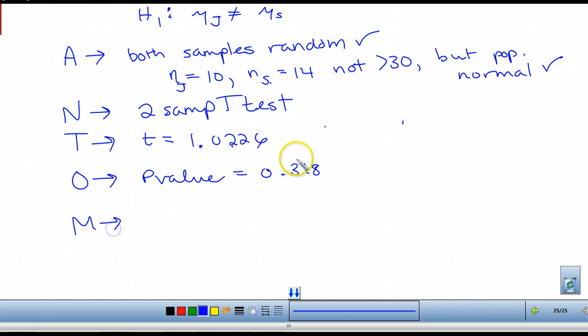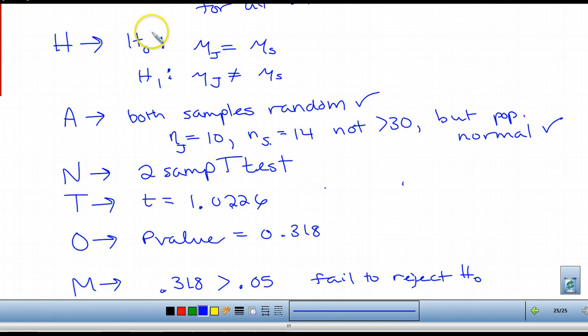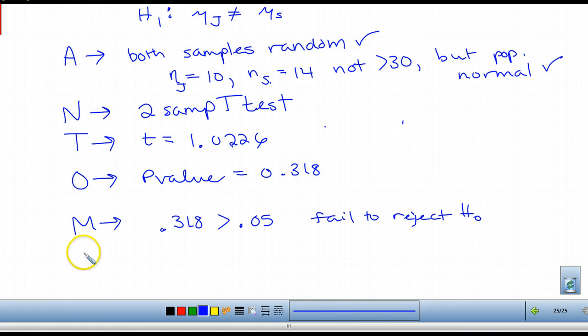Make a decision, so I'm comparing p-value. Our p-value is 0.318. I'm comparing it to my alpha 0.05. It is definitely bigger than 0.05. P is high, null will fly. We failed to reject the null. So let's go back up here. I failed to reject means I cannot support this claim that they are different. So I'm going to say there's not enough evidence to say that they're different.